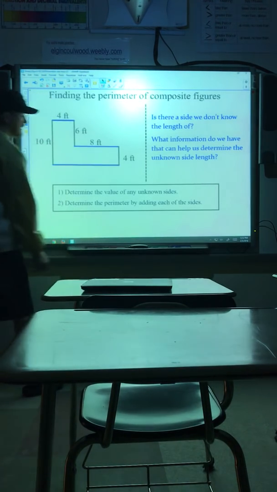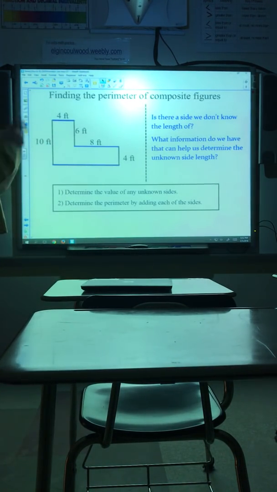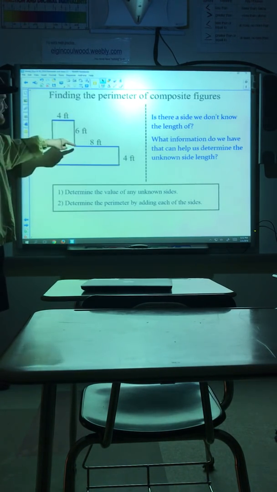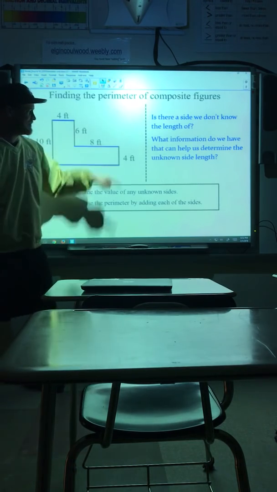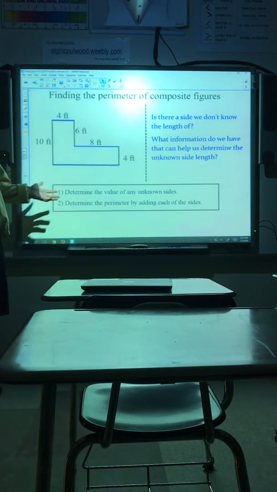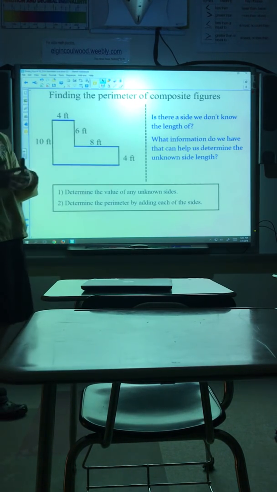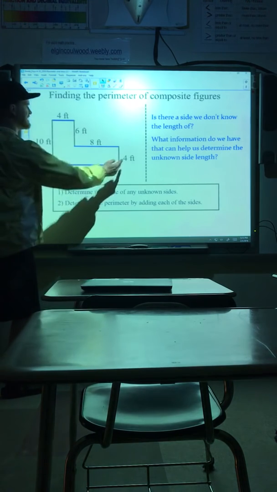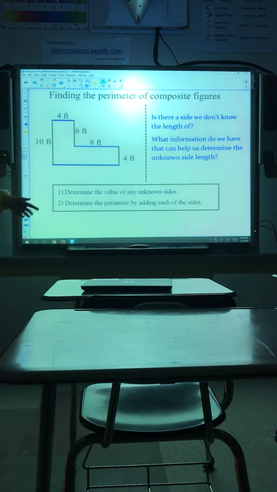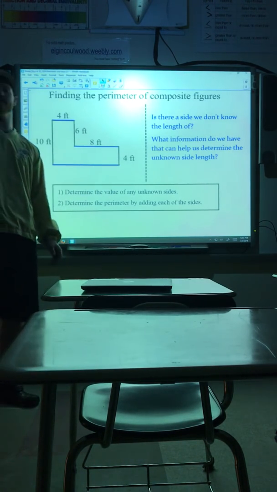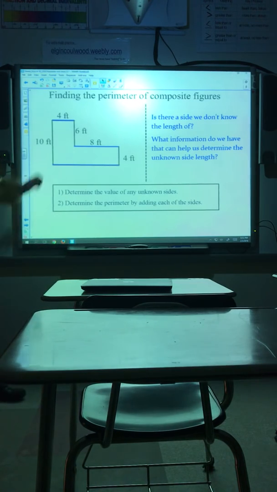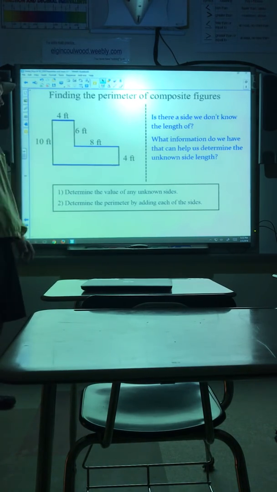So, this should already be in your notes. You drew this. If you cannot see the values, it's 10 feet by 4 feet by 6 feet by 8 feet by 4 feet. The first bullet point up here says determine the value of any unknown sides. Right here, it's only missing one side, so that's going to be pretty easy. The second part says determine the perimeter. So here's one where we're going to have to add up all the sides at the very end.